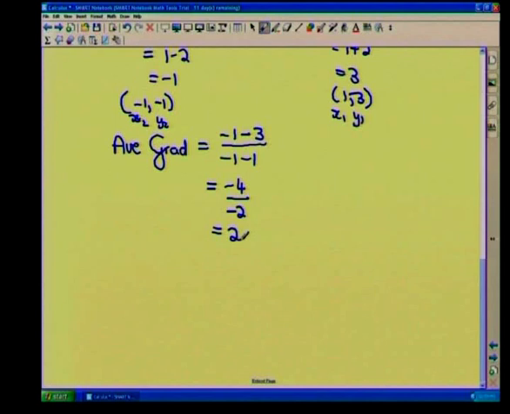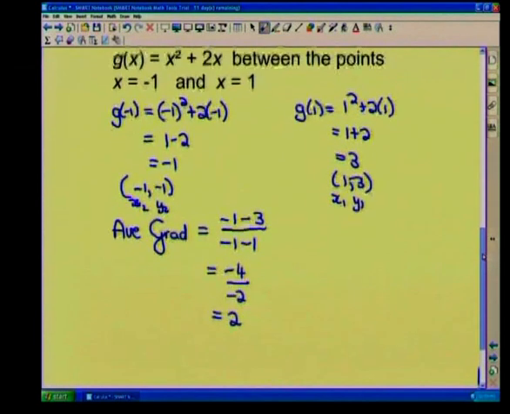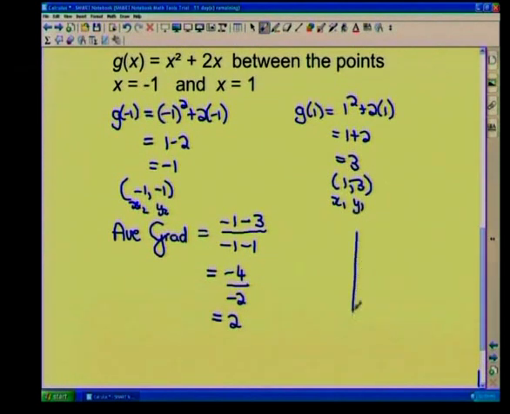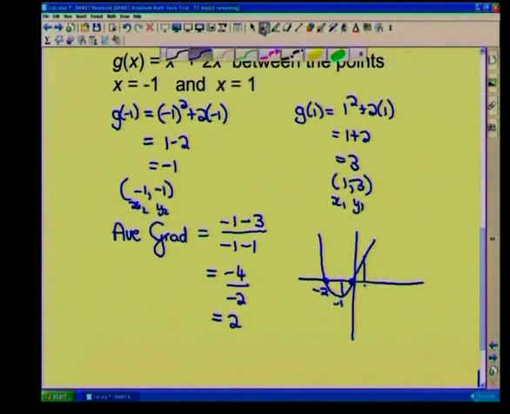Right, so I didn't draw the graph, so let's just see if this fits in with what we know about the graph. If I drew that graph, it's a smiling parabola. It cuts there, and it cuts there at minus 2. And I said to you it was smiling, so it looks like that. And I'm looking between minus 1 and 1. So minus 1 over here somewhere, and 1 over here. You can see your gradient would be positive if you drew a line through that. So let's make another color line so you can see it. You can see clearly that that would have a positive gradient because it's going uphill.